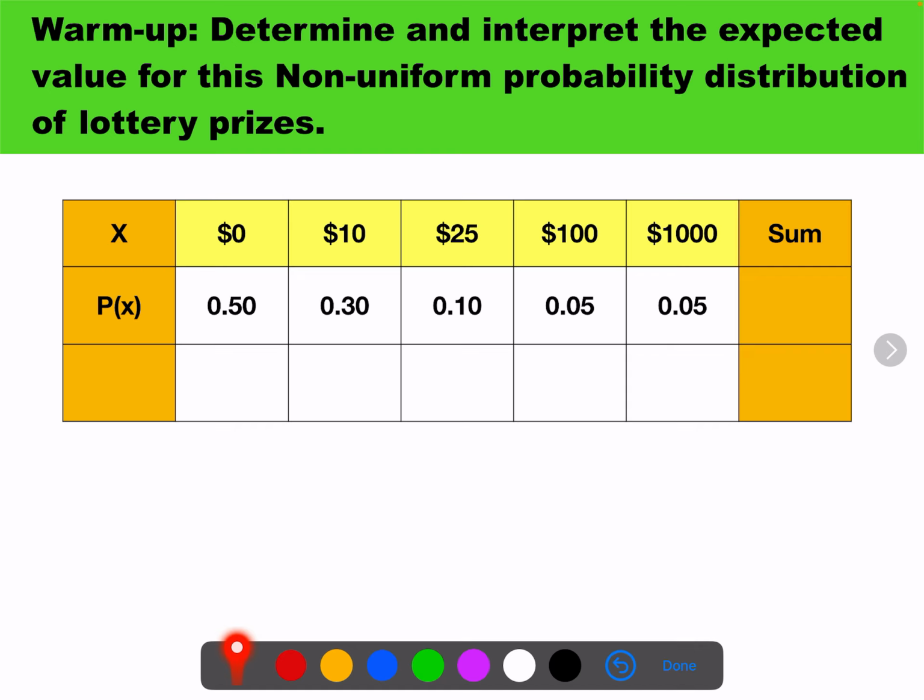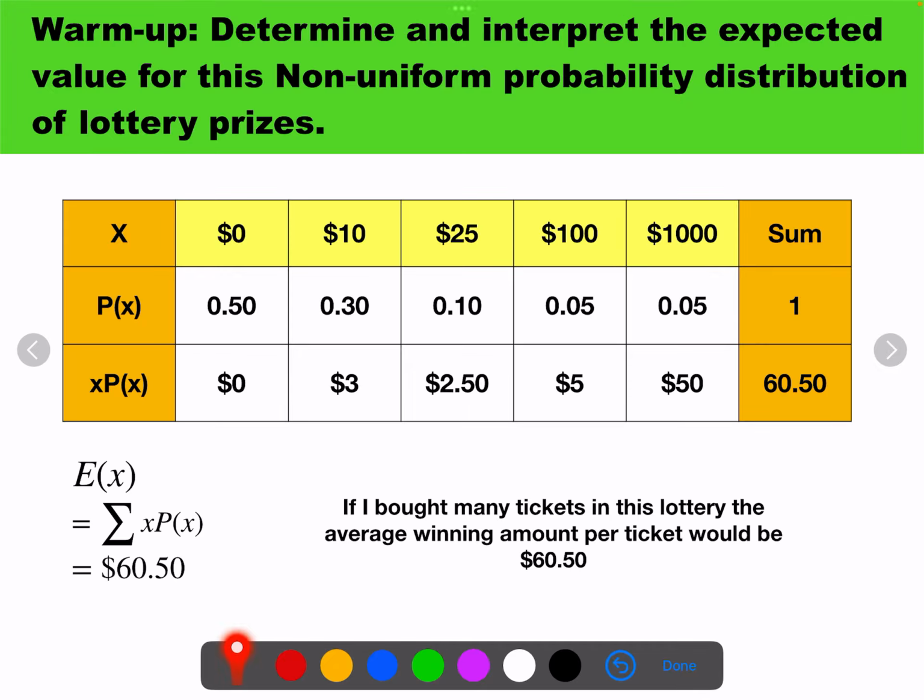Okay, hopefully you have unpaused and you tried that on your own already. In order to calculate the expected value, we need to find the sum of all of our x's times those individual probabilities. The easiest way to do that is to organize it right on your chart. That's why I gave a third row here. You'd make a third row of x times probability of x, and then you would add that all up. We can see that work here.